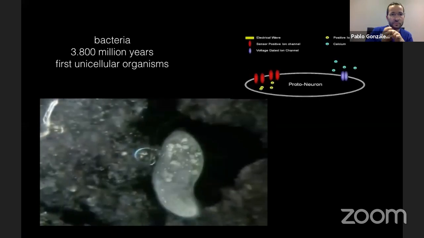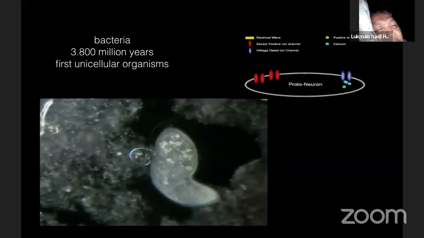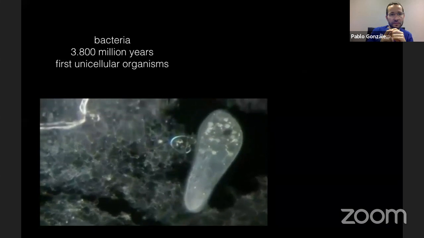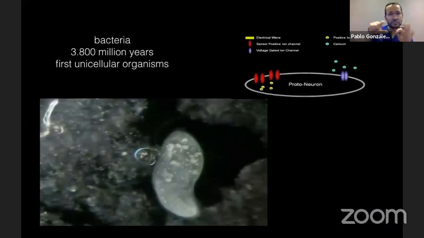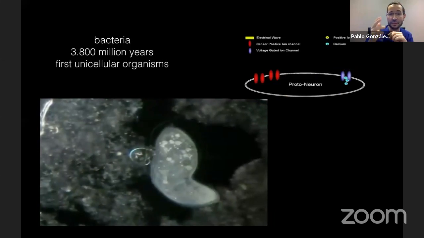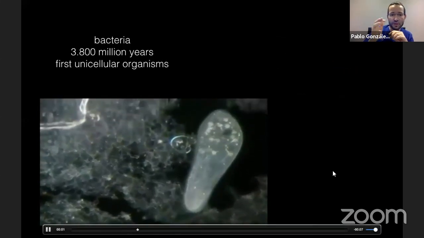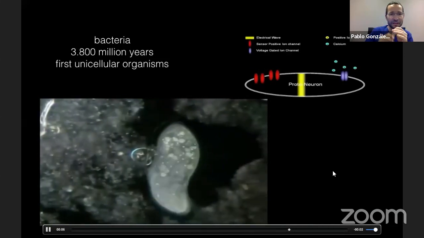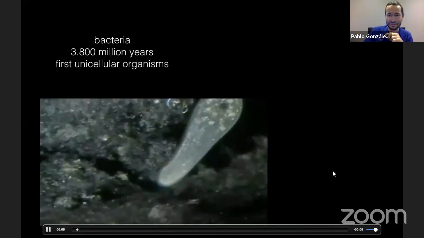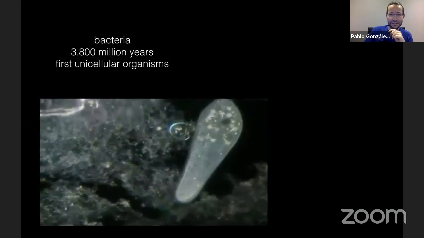3,800 million years ago, it started. So these first unicellular organisms, you can see how they are touching and reacting. So it's a very simple central nervous system, but very effective for them. So I'm gonna try to summarize the evolution of 3,800 million years in 30 minutes. So let's see if we can get it.